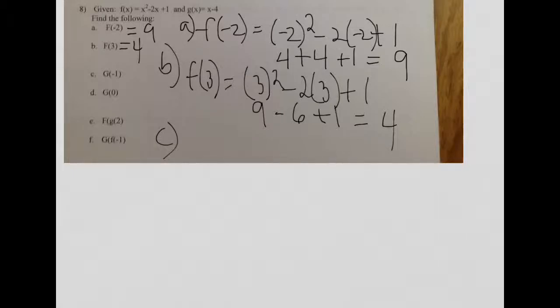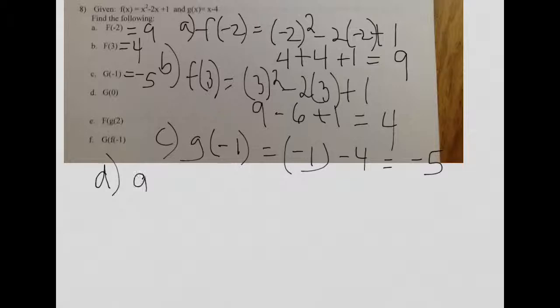Okay, for C, it's saying to do g of negative 1. Now I'm going to take the g function and plug in negative 1 for x. So I'm getting negative 1 minus 4, which is negative 5. For D, I'm doing g of 0. I'm going to plug in 0 in the g function for x. 0 minus 4, so I get negative 4.